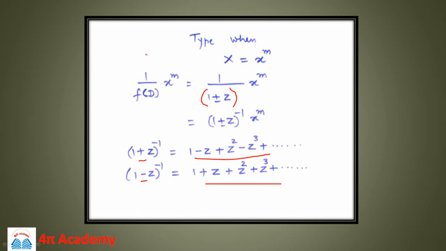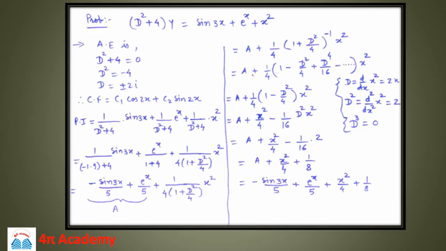So here you have to convert it in the form that is 1 plus minus z raised to minus 1 if it is of the type which is x raised to m. Let us take an example and then you will have a clear understanding of the type. So let us take a problem that is d square plus 4y is equal to sine 3x plus e raised to power x plus x square.